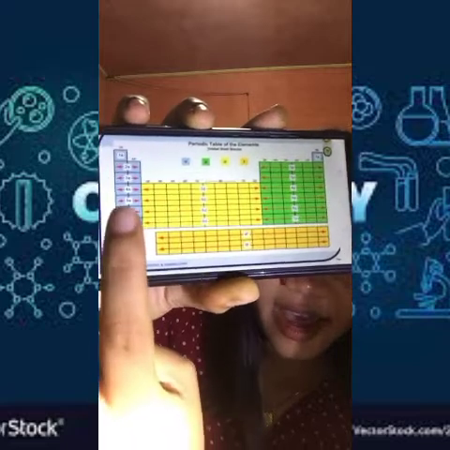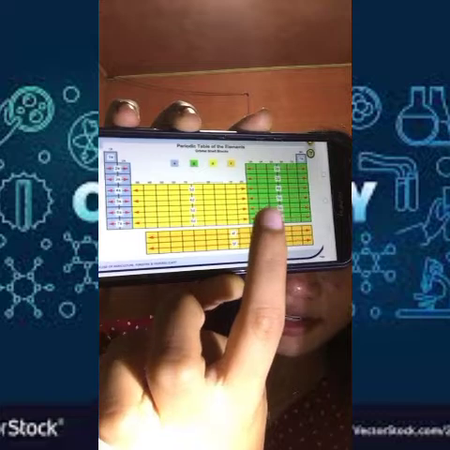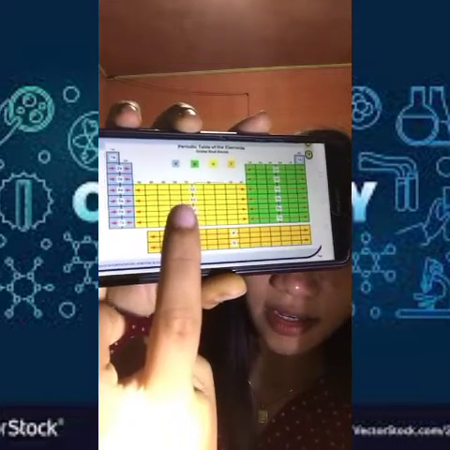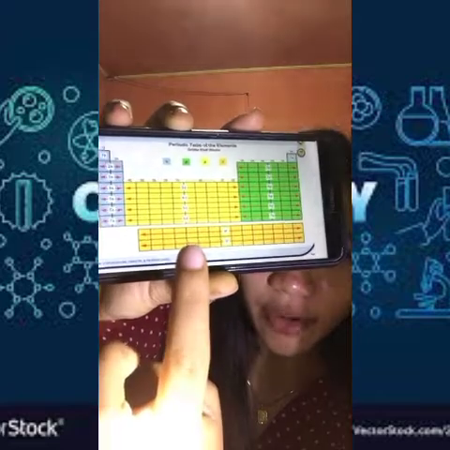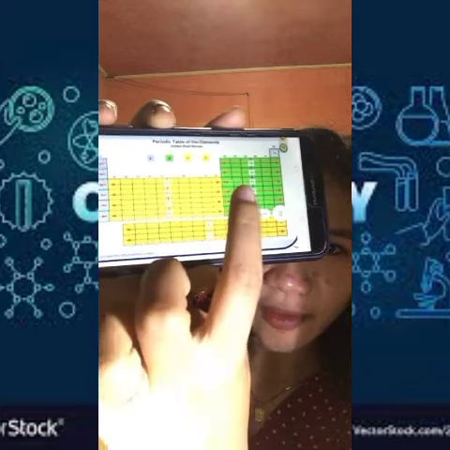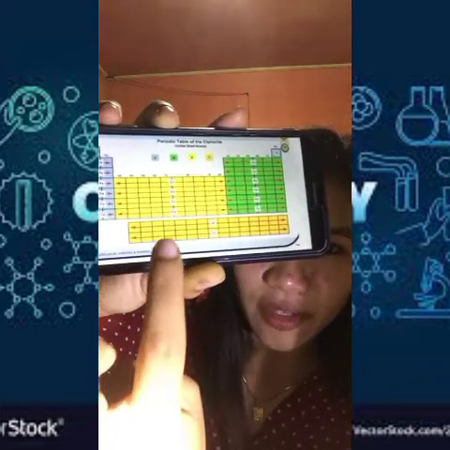This is the S blocks, the P blocks, the D blocks, the F blocks. They are the sharp, the principal, the diffuse, and the fundamental.